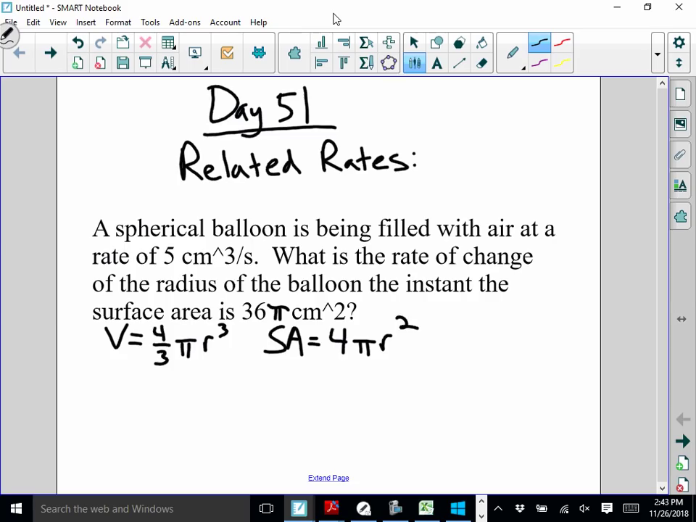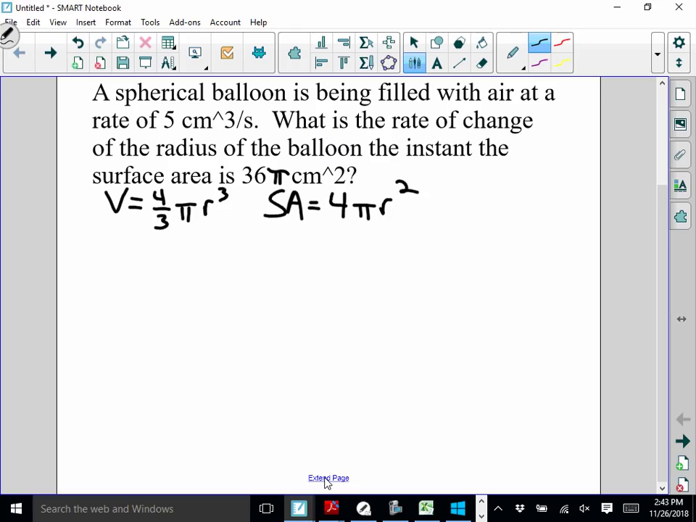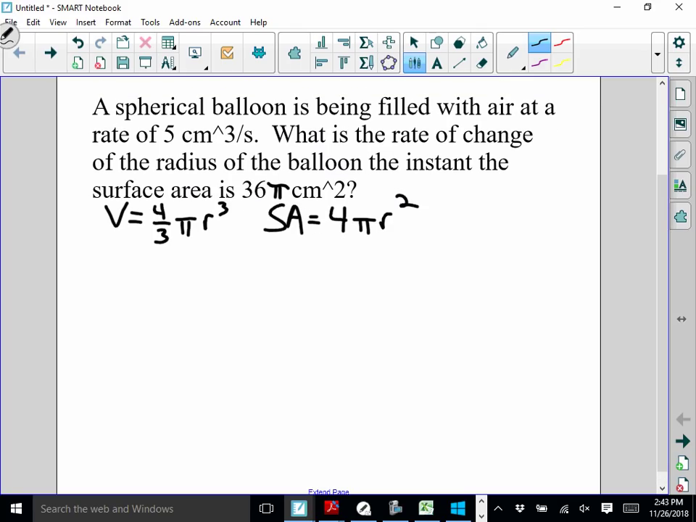This problem's a little bit tricky because we see this rate of 5 cubic centimeters per second, but it doesn't tell us specifically what that is. So we have to use some reasoning skills here. It says a spherical balloon is being filled with air at a rate, so we know it's a rate of 5 cubic centimeters per second. First off, we know that 5 is going to be positive because we're filling it with air. It's not being let out, right? That would be negative.